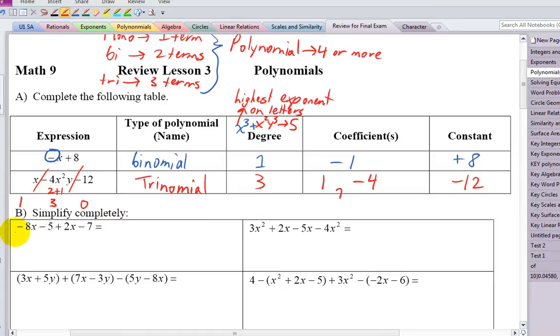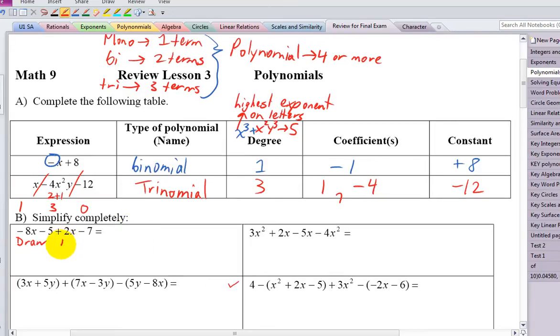I want you to draw this one, please. I mean draw your rectangles for your x's and your 1 tiles.